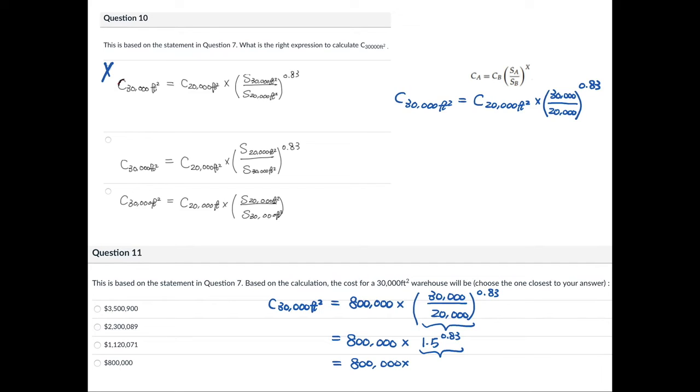Okay, I'm back. So I got my calculator. Now we're looking at 1.5 to the power of 0.83. The answer on my calculator is 1.4. Okay, and then you times that with 800,000. That's going to be 1,120,000.